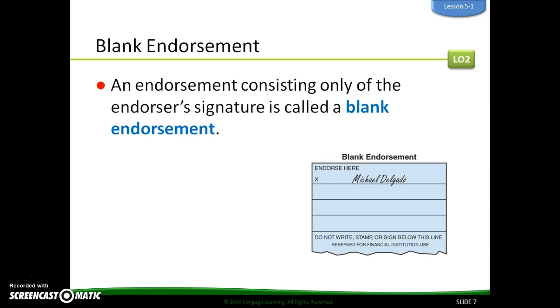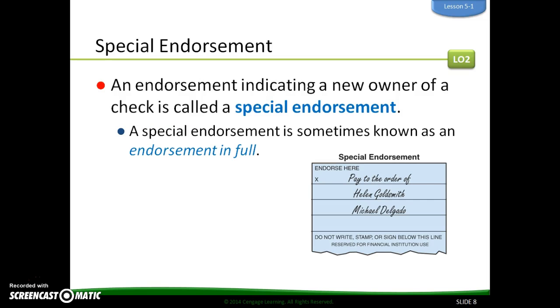Most of you, I'm sure, if you've ever deposited a check that you received from a grandma or grandpa, and you're right at the bank, signing it and putting it into your account, that's a blank endorsement. Another kind of endorsement that businesses sometimes use is called a special endorsement, or sometimes we refer to it as an endorsement in full. If you receive money and you would like to take the check and sign it over to someone else, then you're using a special endorsement.